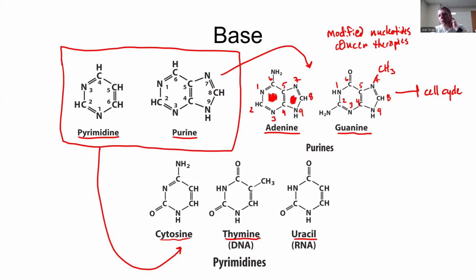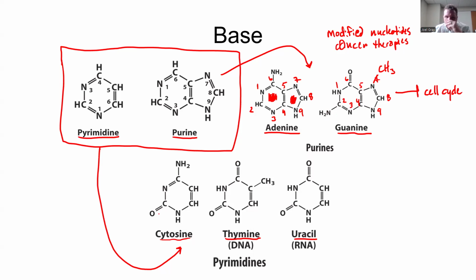So the numbering of these atoms in these rings is very important because that's how you work with organic chemists who design drugs, and they're going to add a methyl group so that it will be a little bit less soluble, but then it's also going to be integrated to disrupt or dysregulate the cell cycle.